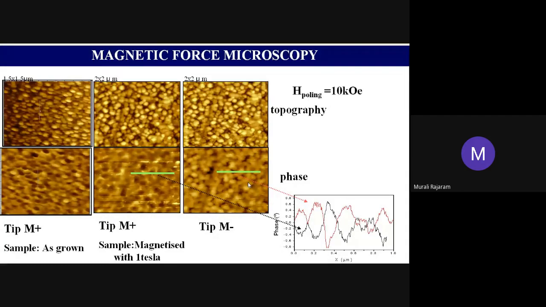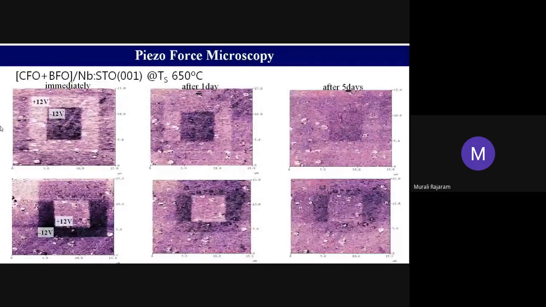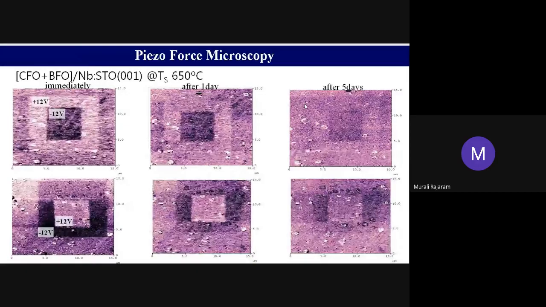Okay. So this again is piezoresponse microscopy on our samples. This proves that these are ferroelectric samples. If you apply a field like plus 12 volt, you can switch that by applying minus 12 volt. That means in this region you can switch the domain. This is after 1 day, and this is after 5 days. That means your ferroelectricity is robust. In our films, we have proved that the ferroelectricity is robust.